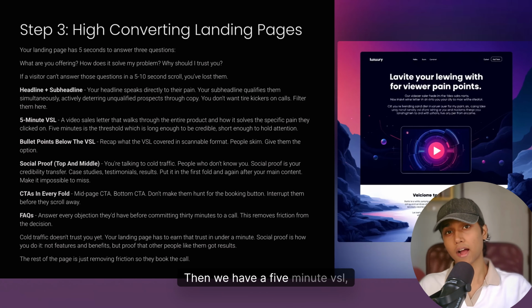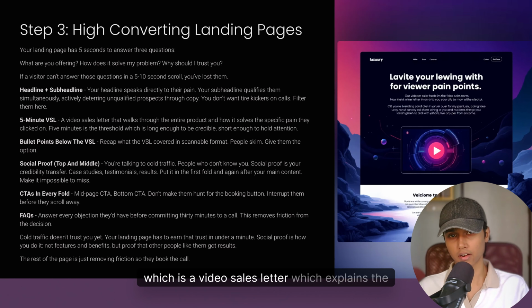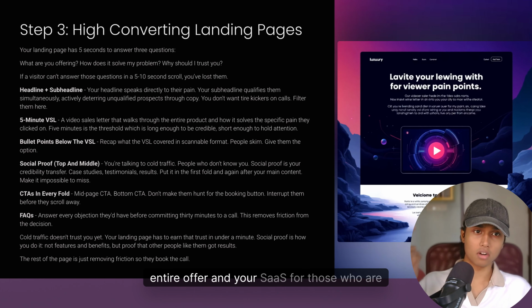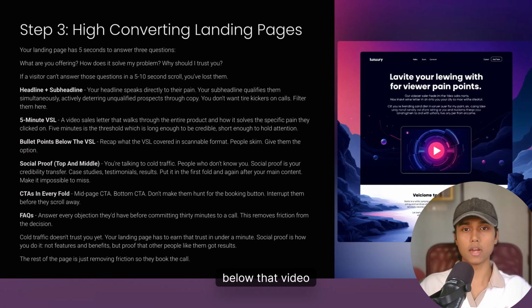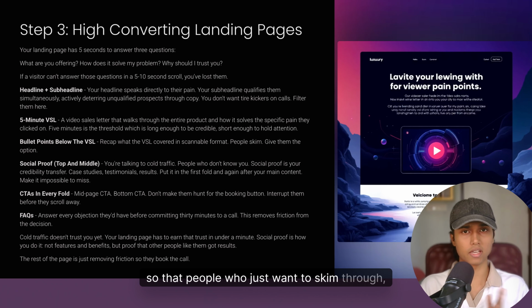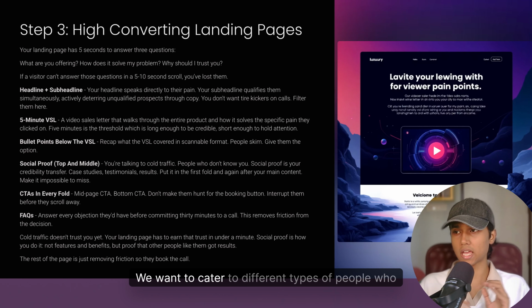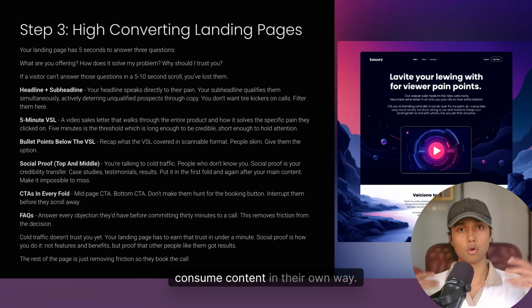Then we have a 5 minute VSL, which is a video sales letter, which explains the entire offer and your SaaS for those who are interested. And now the entire 5 minute VSL script gets turned into bullet points below that video so that people who just want to skim through, they can just go through it. We want to cater to different types of people who consume content in their own way.